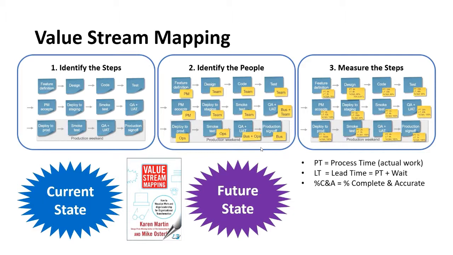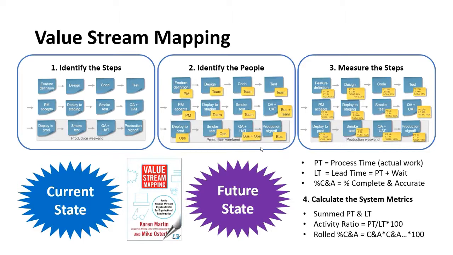So you'll notice here also that on the design step, there's two different percent complete and accurate. There's one that says 80% and another one that says 70% UAT. What that means is that initially we thought that it was 80%, but when we got to the UAT part, we realized that it was actually lower. So we would always use the lower percentage for complete and accurate when we're trying to figure out our systemic metrics.